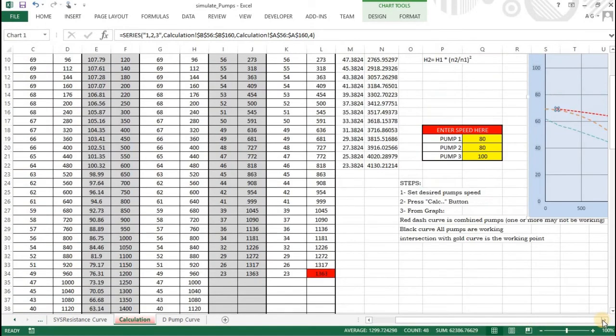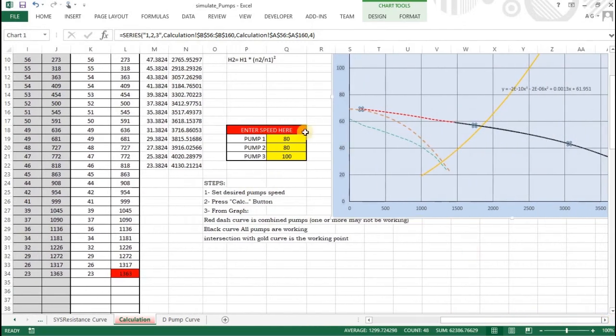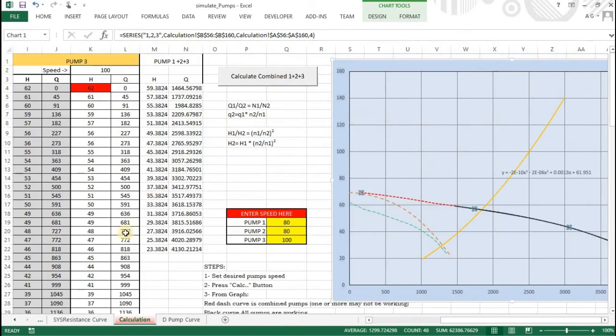So that's a very simple thing, guys. When you click on this button, you clear the old data, the whole data in this range, and put the new data there. The chart immediately takes the new values and puts it there. And you can see it.